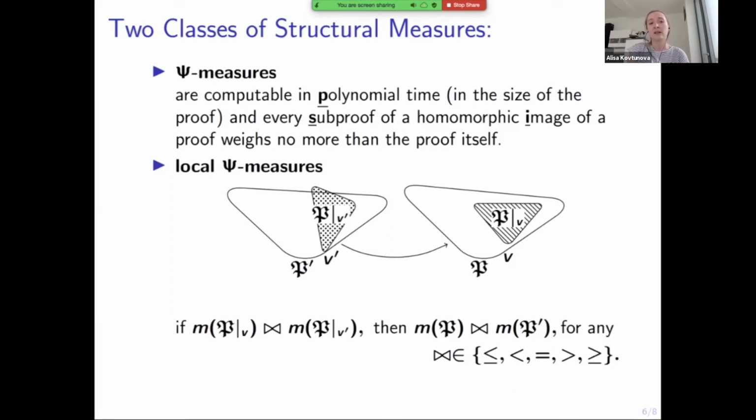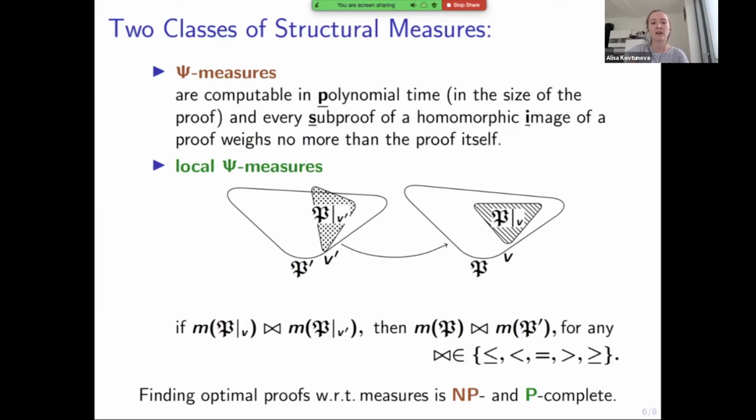We also consider specialization, local psi measures. If you substitute a part of the proof with something which weighs less or greater, then the resulting proof will also weigh less or greater. So it's monotonic for all operators. And we show that the problem of finding optimal proofs with respect to psi measures is NP-complete, and for local psi measures it is P-complete.